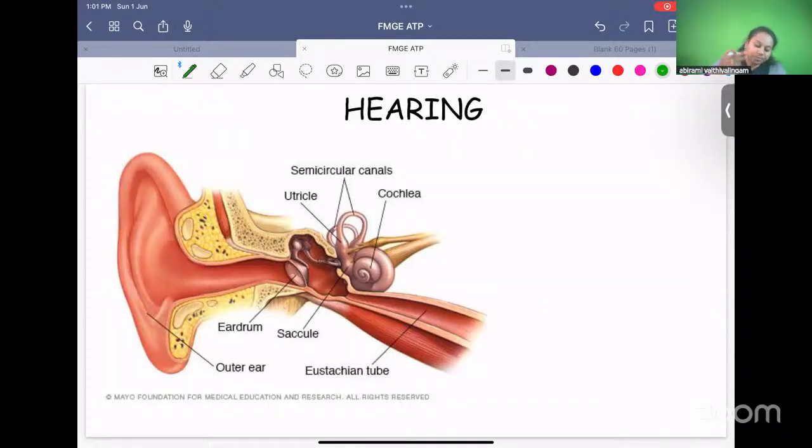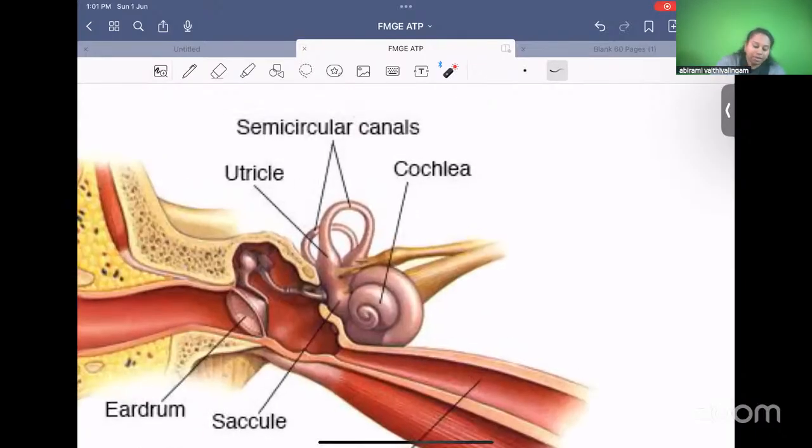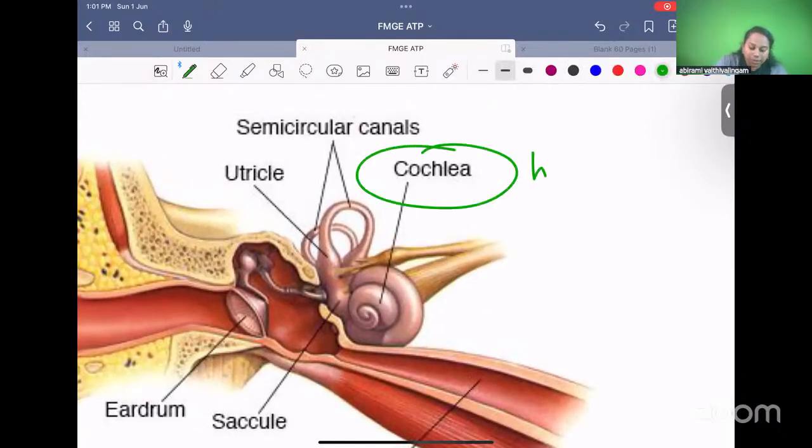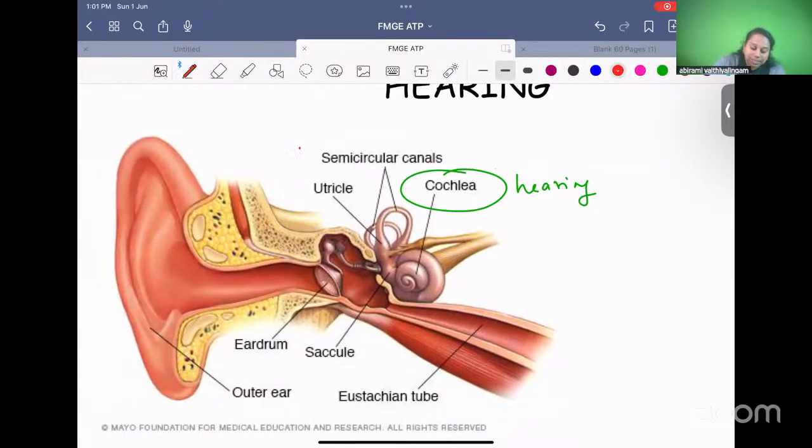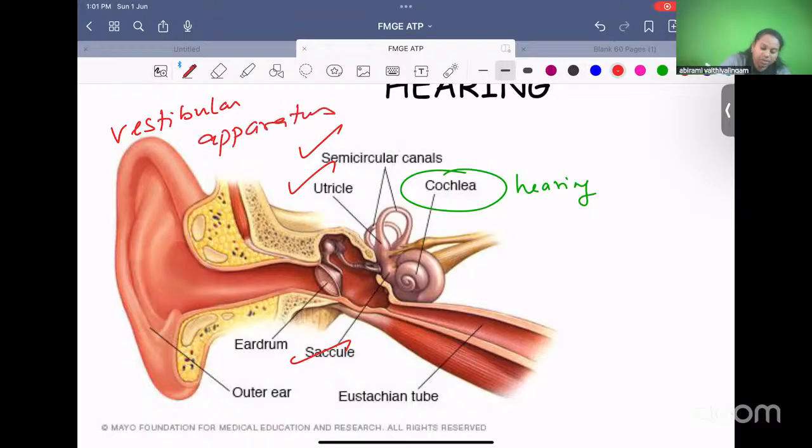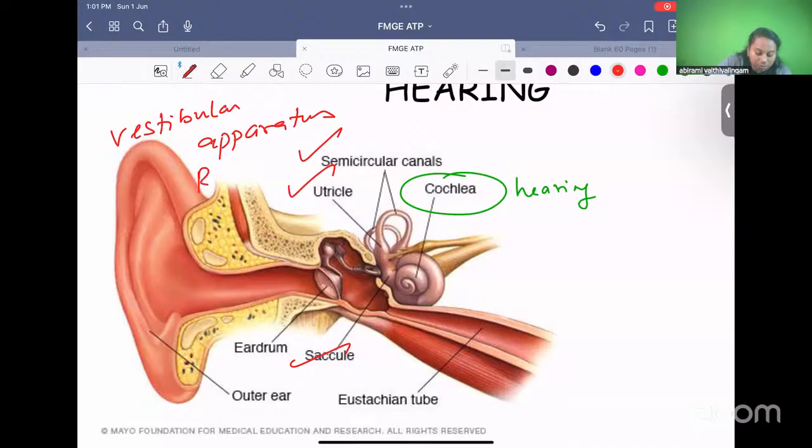Hearing mechanism. How do we hear? Sounds enter into the ear: external ear, middle ear and the inner ear. Inner ear has the cochlea. Cochlea is responsible for hearing. Inner ear also has the semicircular canals, utricle and saccule. They are called the vestibular apparatus. Vestibular apparatus is for balance. Cochlea for hearing, vestibular apparatus for balance.